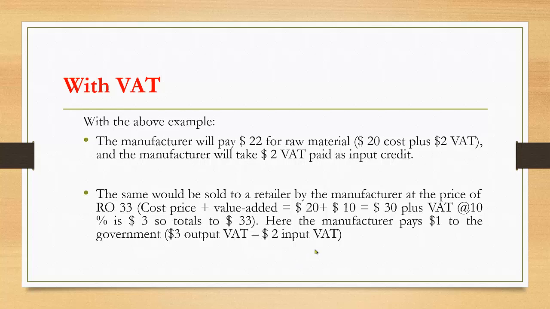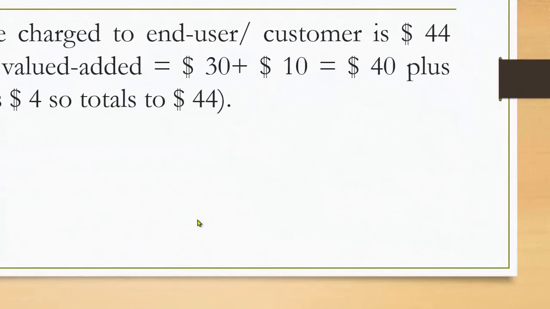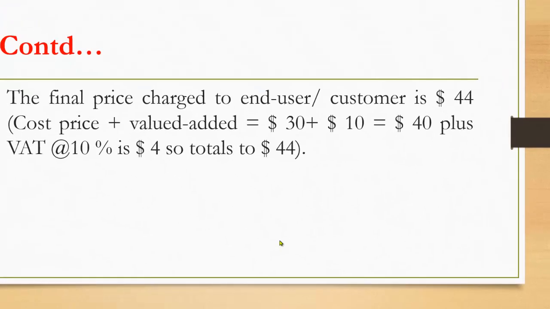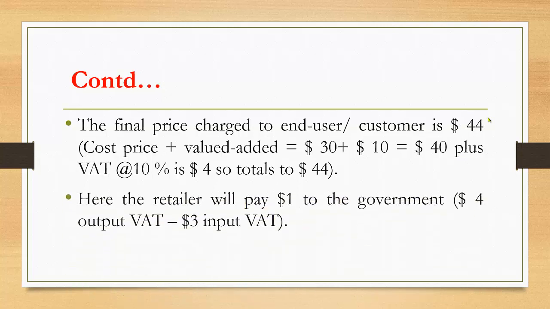The next, this example is still continued. The final price charged to the end user or a customer will be 44. Like the cost price for the retailer is 30. The retailer has added the value of $10, so total price is 40. So total price is 40 and the 10% of VAT will become $4. Now for the end user the price will be 44.